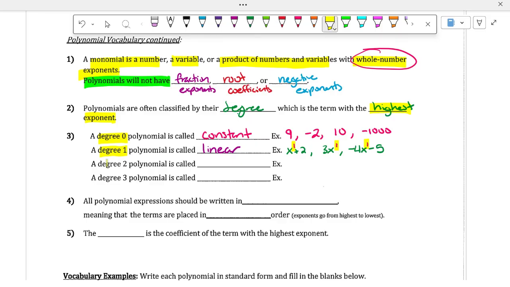If the degree is 2, some examples would be x squared plus 2x minus 3, or 2x squared, or x squared minus 4. So the highest exponent in all of these is the square. These are called quadratic, which is what we're basically learning in this unit.